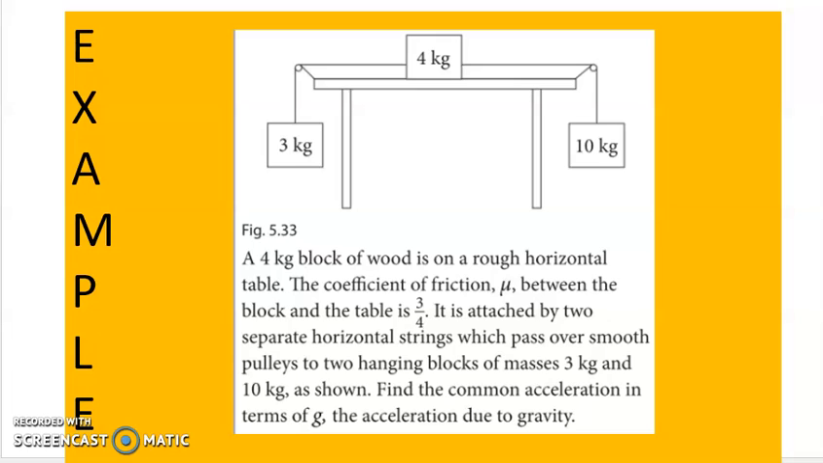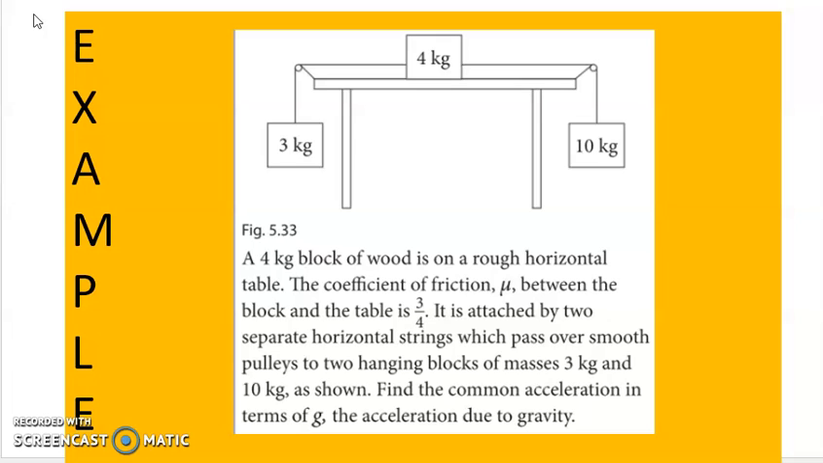Example 5.9 from your textbook. A 4 kilogram block of wood is on a rough horizontal table. The coefficient of friction mu between the block and the table is 3/4. It is attached by two separate horizontal strings which pass over smooth pulleys with the two hanging blocks of masses 3 kilograms and 10 kilograms as shown. Find the common acceleration in terms of g, the acceleration due to gravity.